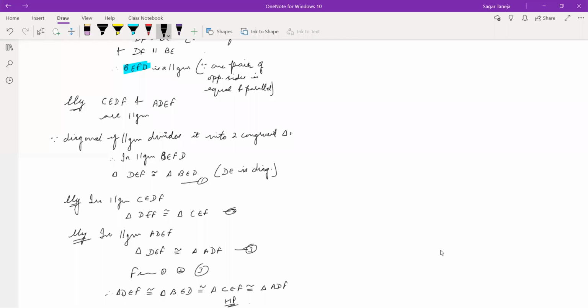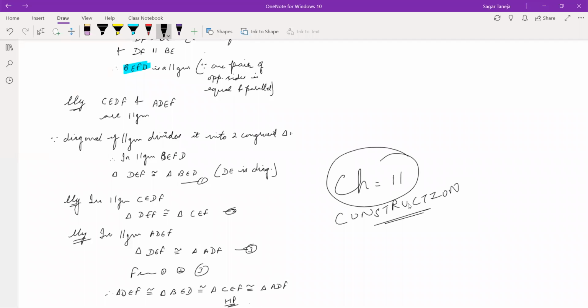And it is over. Tomorrow, just get ready with geometry, because tomorrow we are going to start chapter number 11, construction, and try to understand the chapter very carefully in the online class.